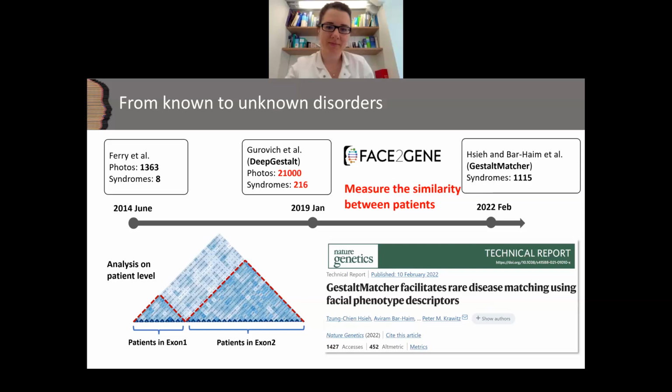This kind of transition also enables us to analyze patient-level similarity, because sometimes we not only want to predict the disorder, we also want to know whether two patients are similar or not, because it can help us find the second patient of this disease in the world. Sometimes your patient is the only one reported in the world, and you want to find the second one. Then we can utilize this technology to try to identify another patient with the same facial features.